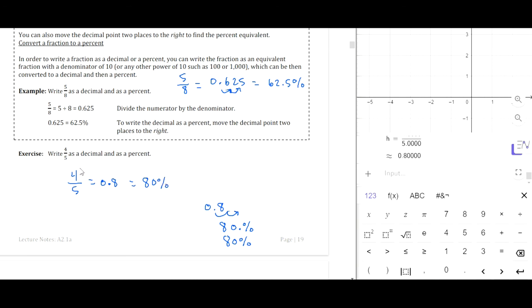So, again, same number written in 3 formats. We have the fraction, we have the decimal, we have the percent.